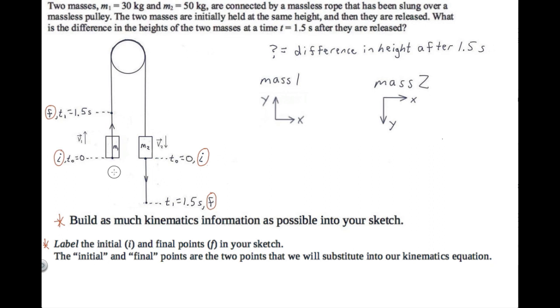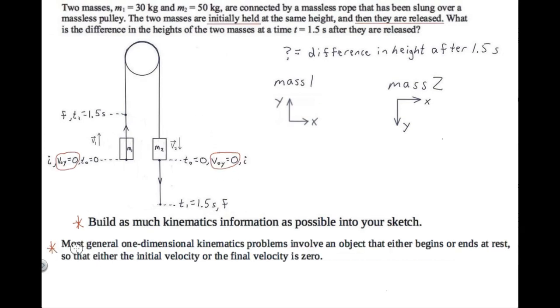For this problem, we plan to substitute t sub 0 and t sub 1 into our kinematics equation. So we should label t sub 0 as the initial point and t sub 1 as the final point in our sketch. Most general one-dimensional kinematics problems involve an object that either begins or ends at rest. This problem says that the masses are held and then released.